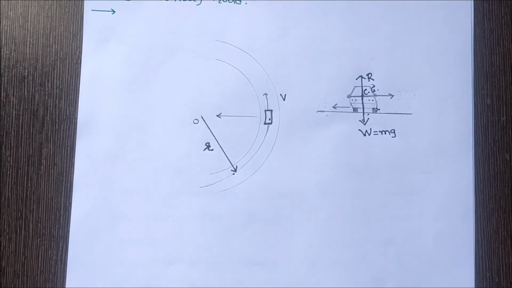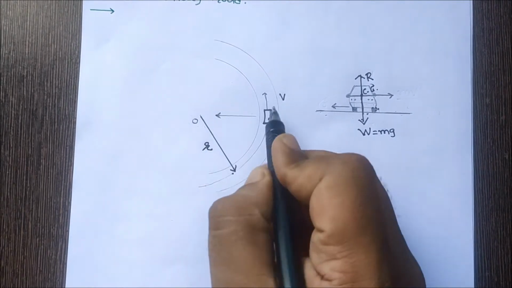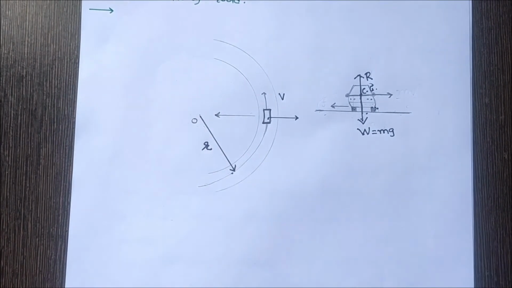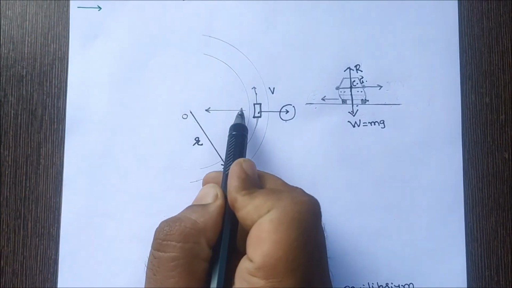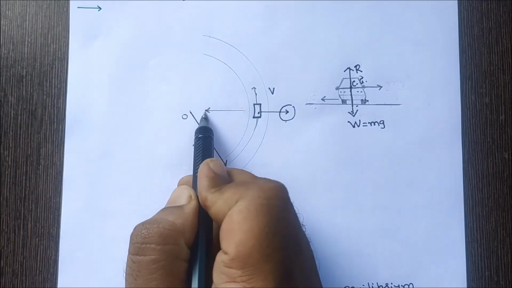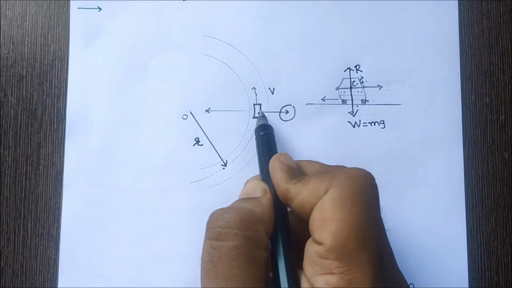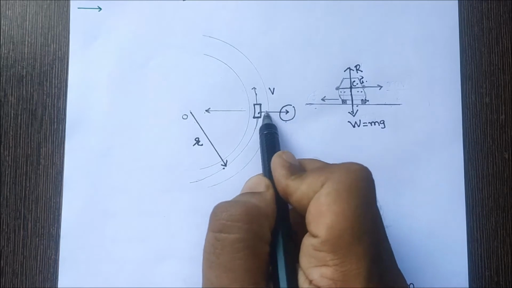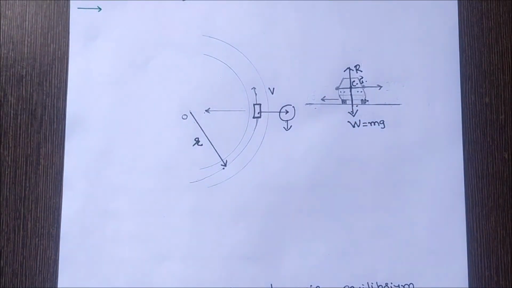But according to Newton's third law of motion, for every action there is an equal and opposite reaction. So in the case of a rotating system, the centripetal force pulls the mass inward to follow a curved path, while the mass appears to push outward due to its inertia. That is called centrifugal force.